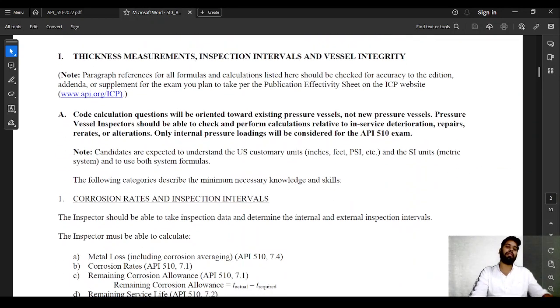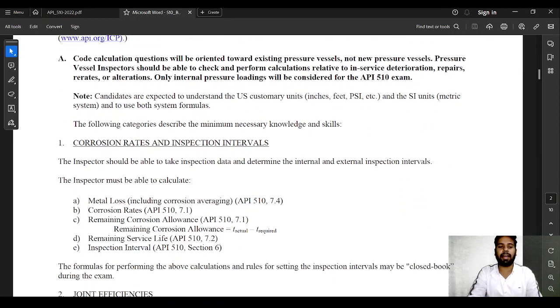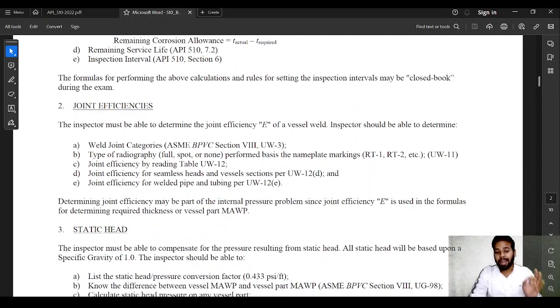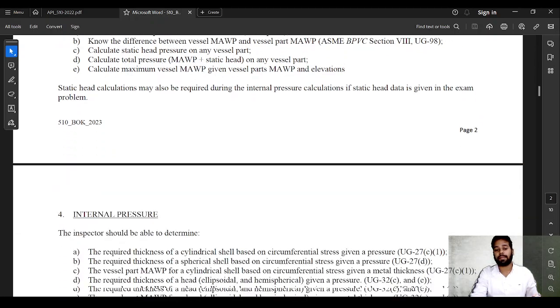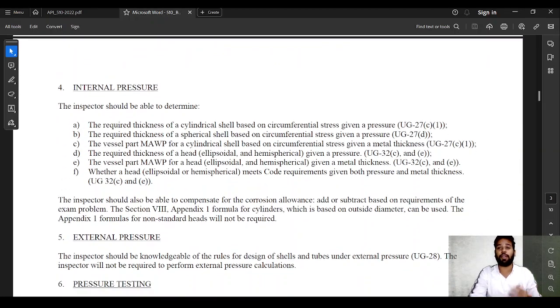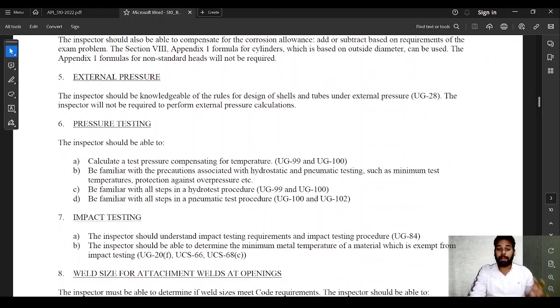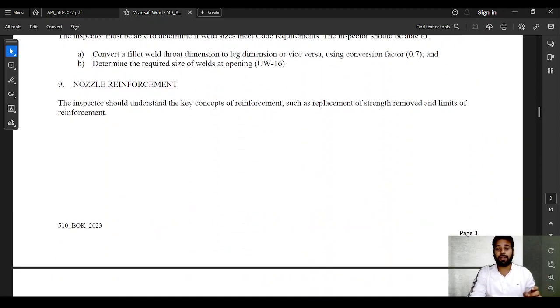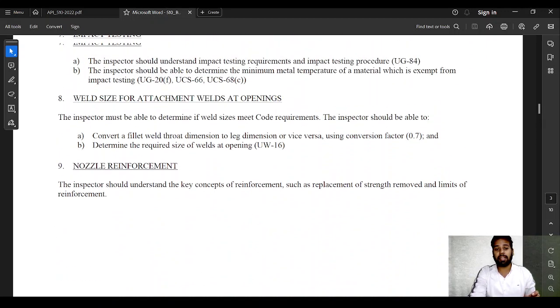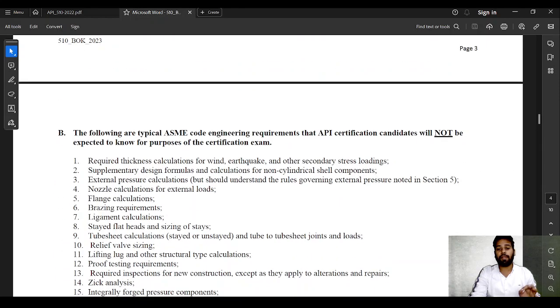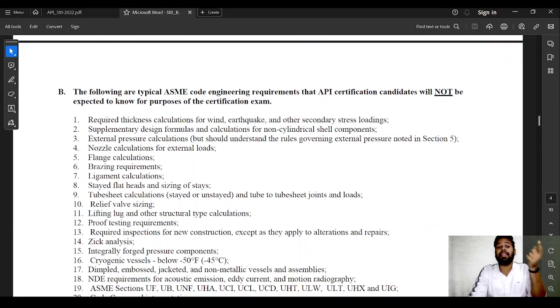Next, inspector would need to know thickness measurement, inspection interval, vessel integrity, corrosion rate and inspection intervals, joint efficiencies, static head calculations, internal pressure calculations for different types of heads, external pressure, pressure testing, impact testing, weld sizes of welds at openings, nozzle reinforcements. All of these things are to be known by the inspector, but these things, so we have seen multiple codes.